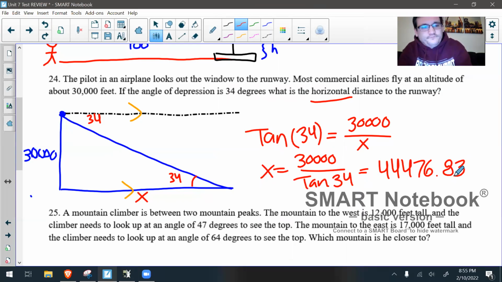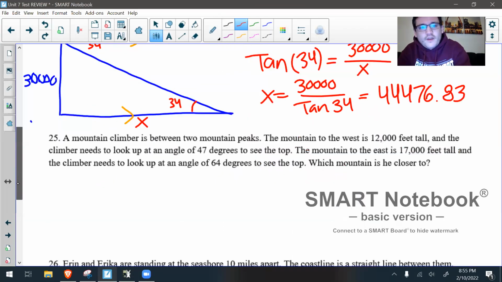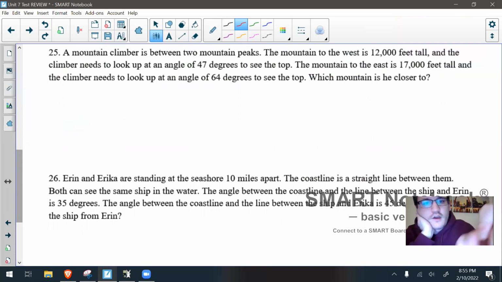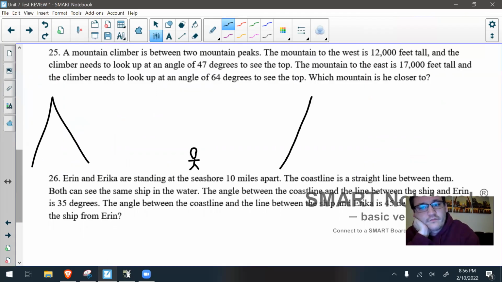All right, next one. Oh yeah, this one. Okay. This one is going to require a little bit of thinking. I'm going to put myself somewhere. This one is going to require just a little bit of thought. All right. So a mountain climber, he's standing between two mountain peaks. So the mountain climber is right here. And we have one mountain range over here, and we have another mountain range elsewhere.